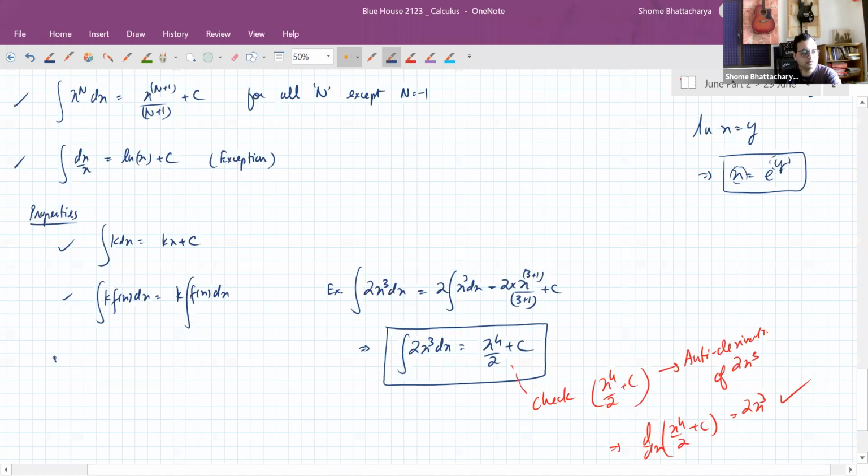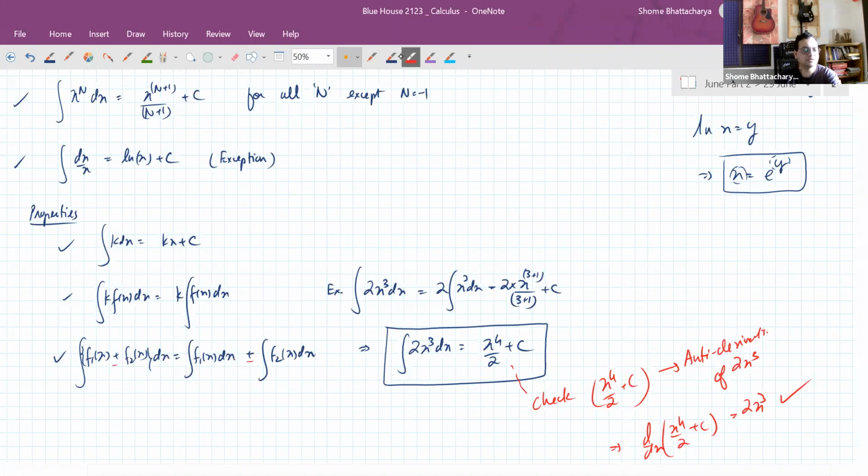And the third and final property is that for the integration of the sum or the difference of two functions, we can use the distributive kind of property. Integration of the first function plus or minus integration of the second function. So using this, you can see that all simple algebraic functions, including polynomials, etc., we can easily integrate using this.